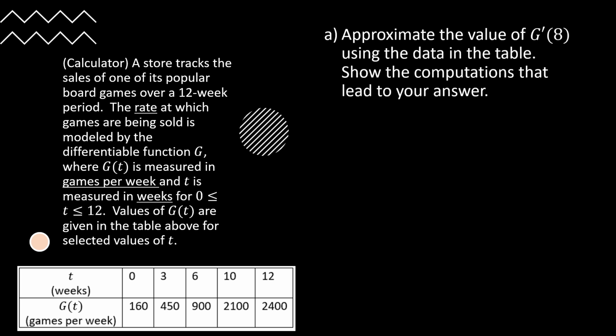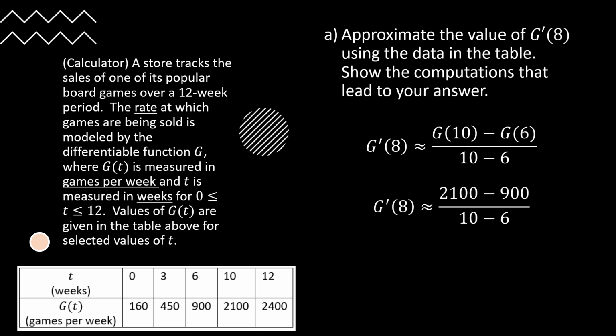All right, so part A says approximate g prime of 8. Looking at the table, I noticed that I don't have 8 in the table, and they're also asking for the derivative of g. So I'm going to approximate it using my average rate of change, or my y2 minus y1 over x2 minus x1. I'm going to do that between 6 and 10, since I know that 8 falls between there. Simply using the table and simplifying, I get 300 games per week. And again, on this one, it did not ask for units, so you did not have to put the units on that.